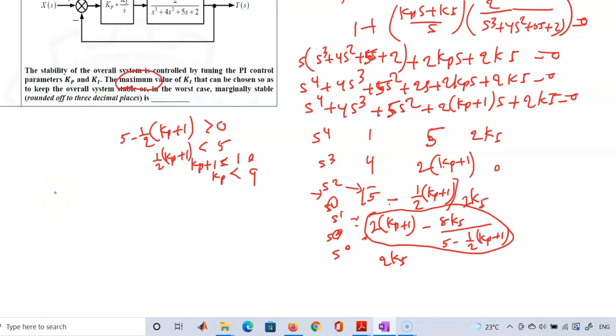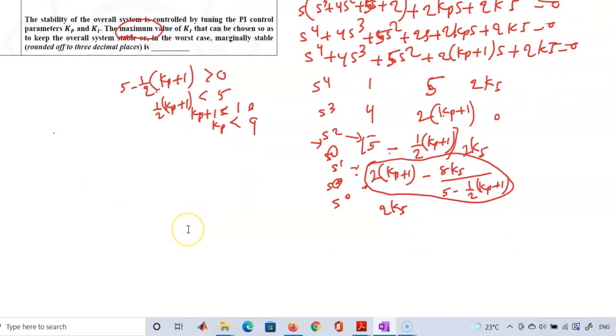Okay, so 2 kp plus 1 minus 8 ki upon 5 minus half kp plus 1 kp plus 1. So the whole term should be greater than 0.